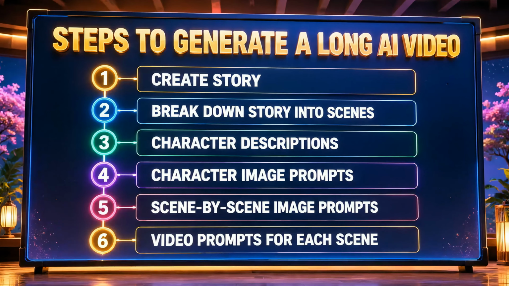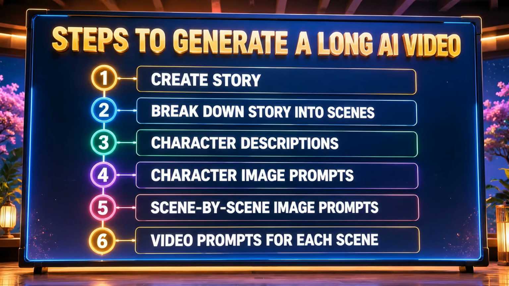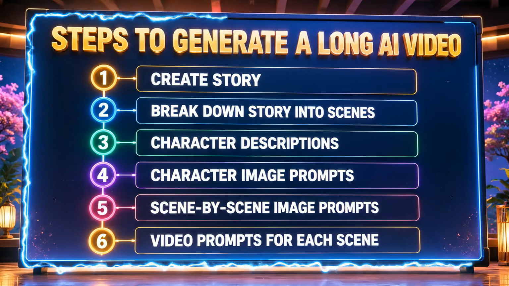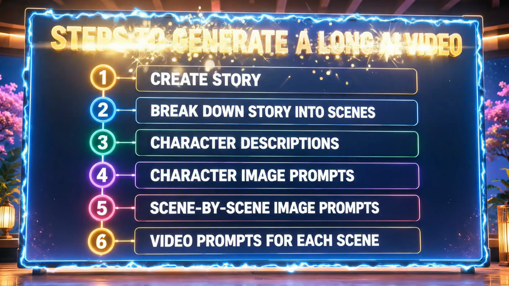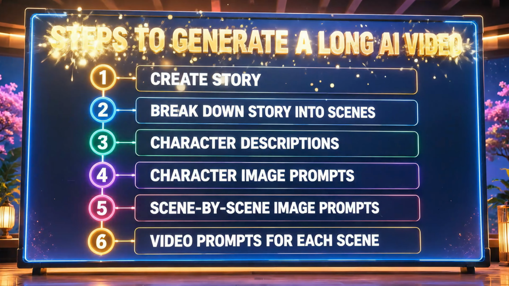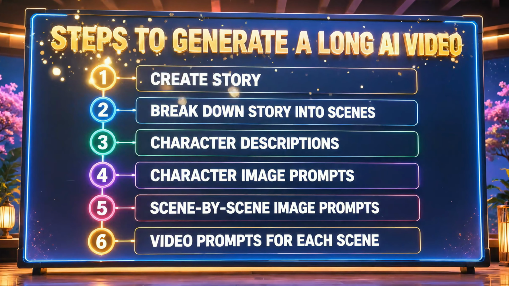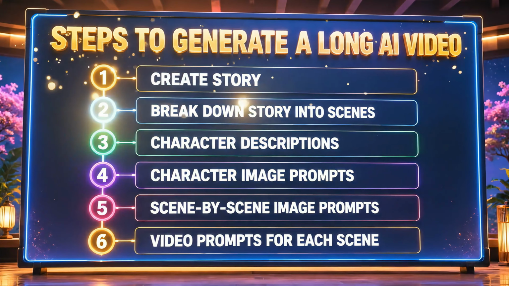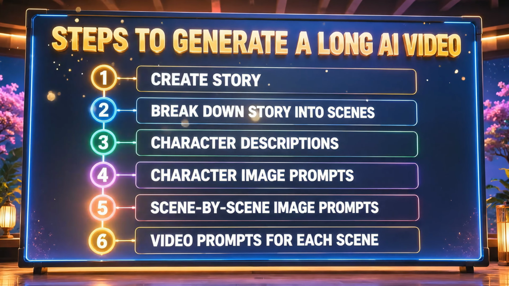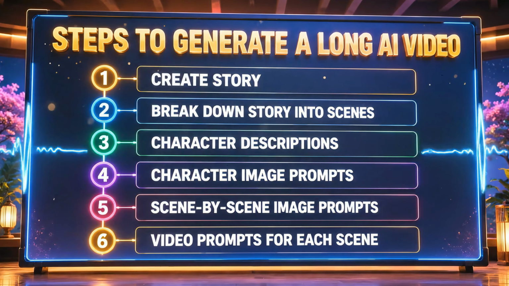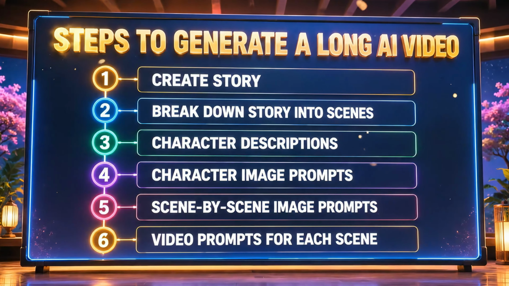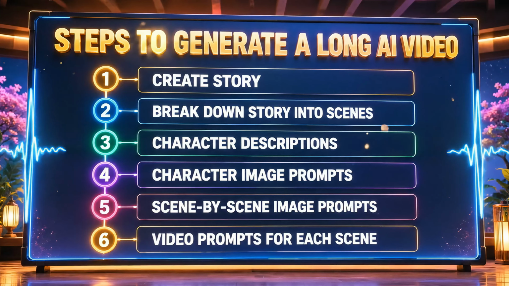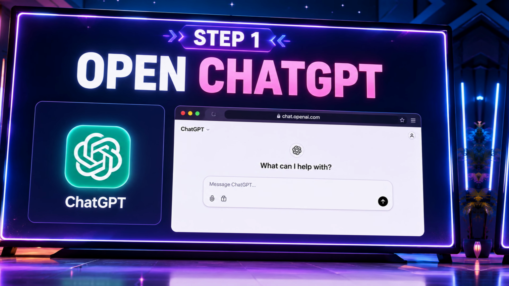First, we'll create our story. Second, we'll break the story down into individual scenes. Third, we'll create detailed character descriptions and generate reference images for our characters. Fourth, we'll generate images for each and every scene of our story. Fifth, we'll turn those images into animated video clips. And finally, we'll combine all of those video clips together to create our complete long-form animated story. So, let's start with the first step.